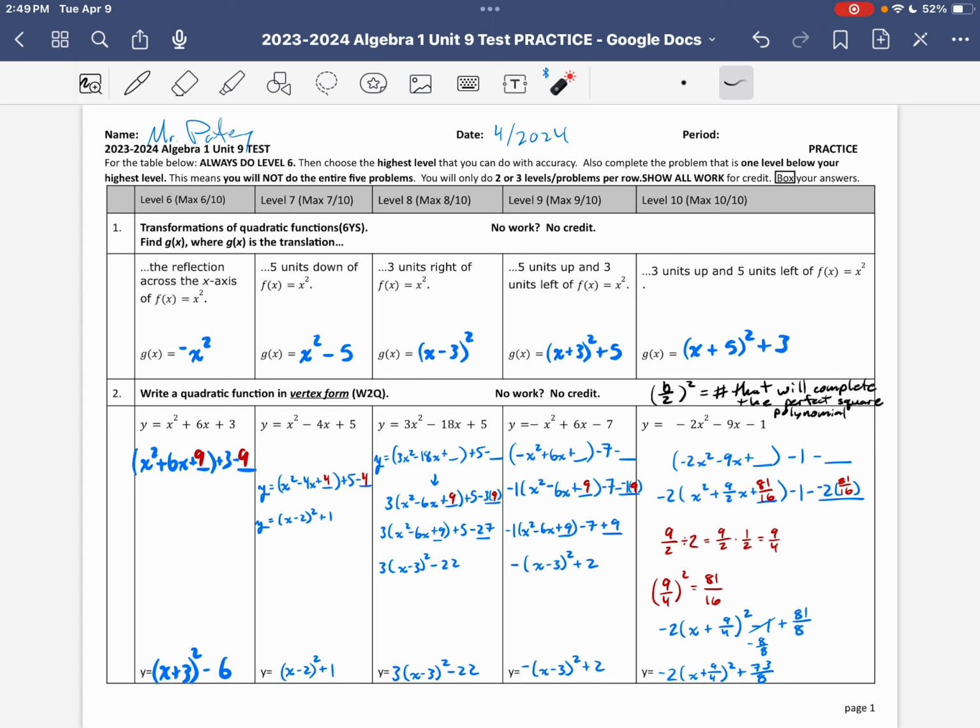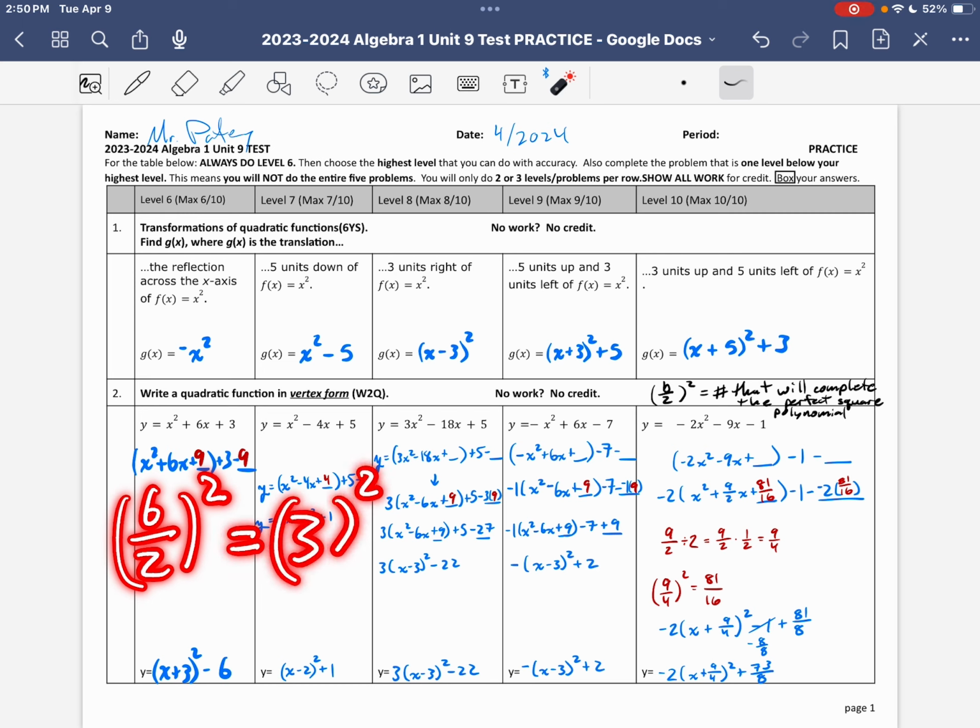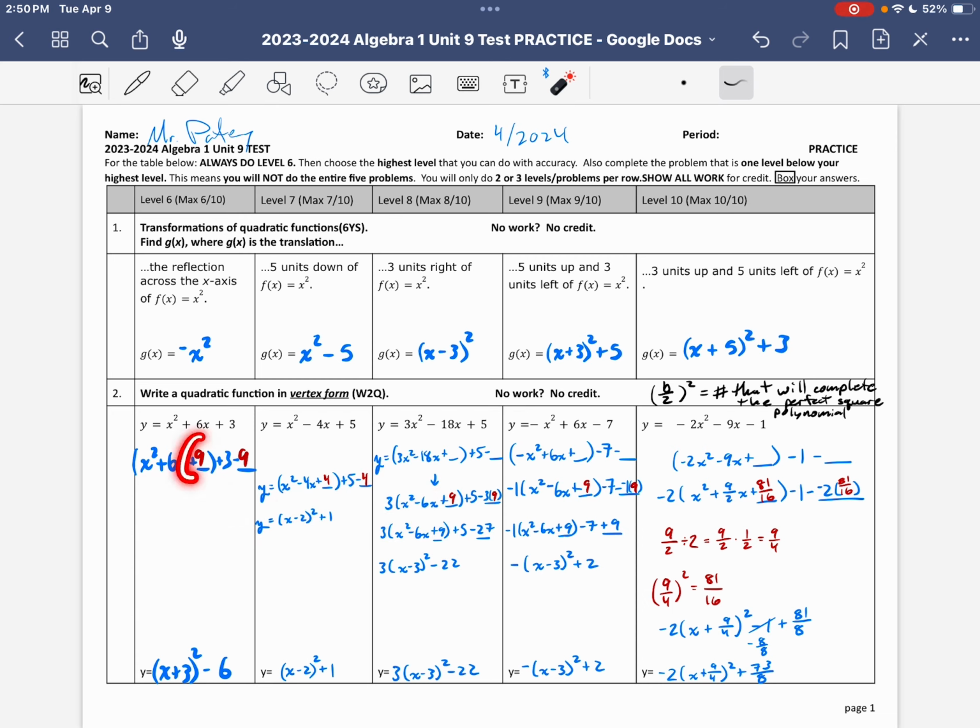Okay, and the way we know this 9 is we take the 6, divide it by 2, then square it. So 6 divided by 2, and then you square it. Well, what is 6 divided by 2? 6 divided by 2 is 3, and then when you square it, you get 9. And so that's how you know the number that you're going to add and subtract. Okay, so that's how I found the 9.